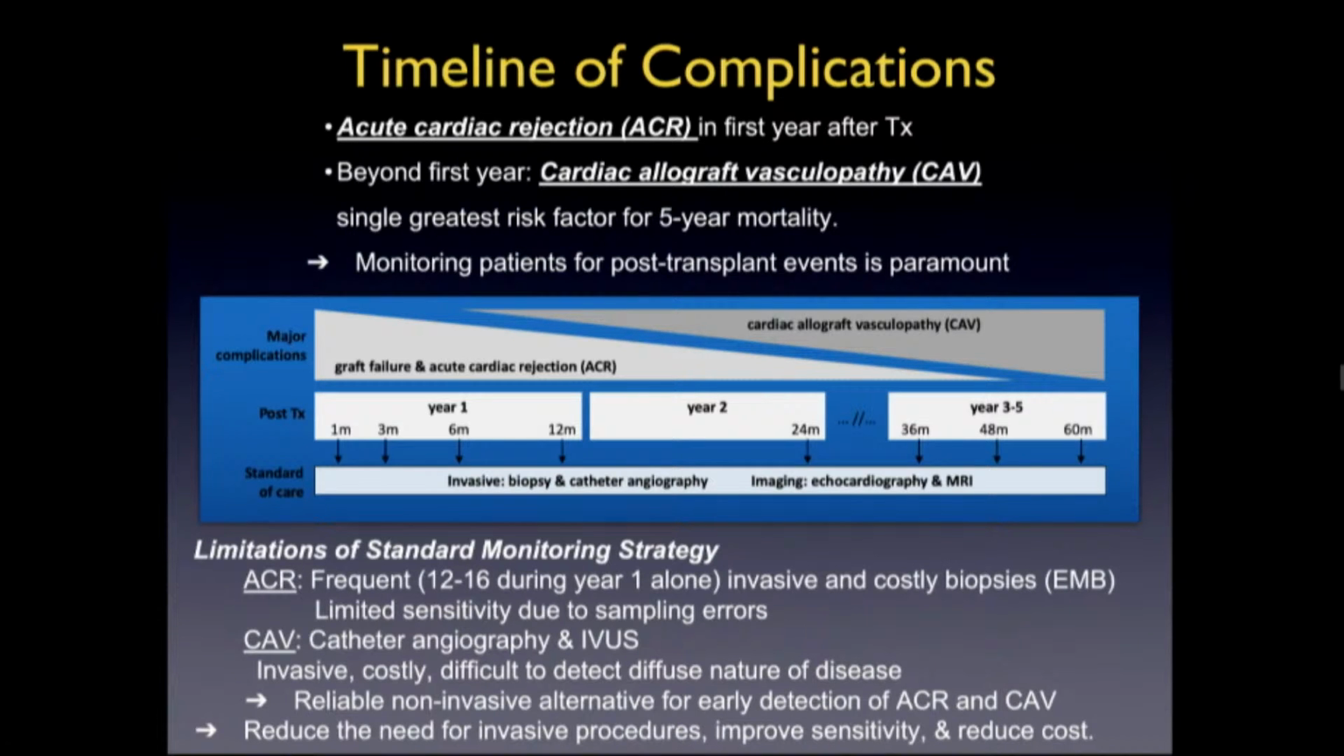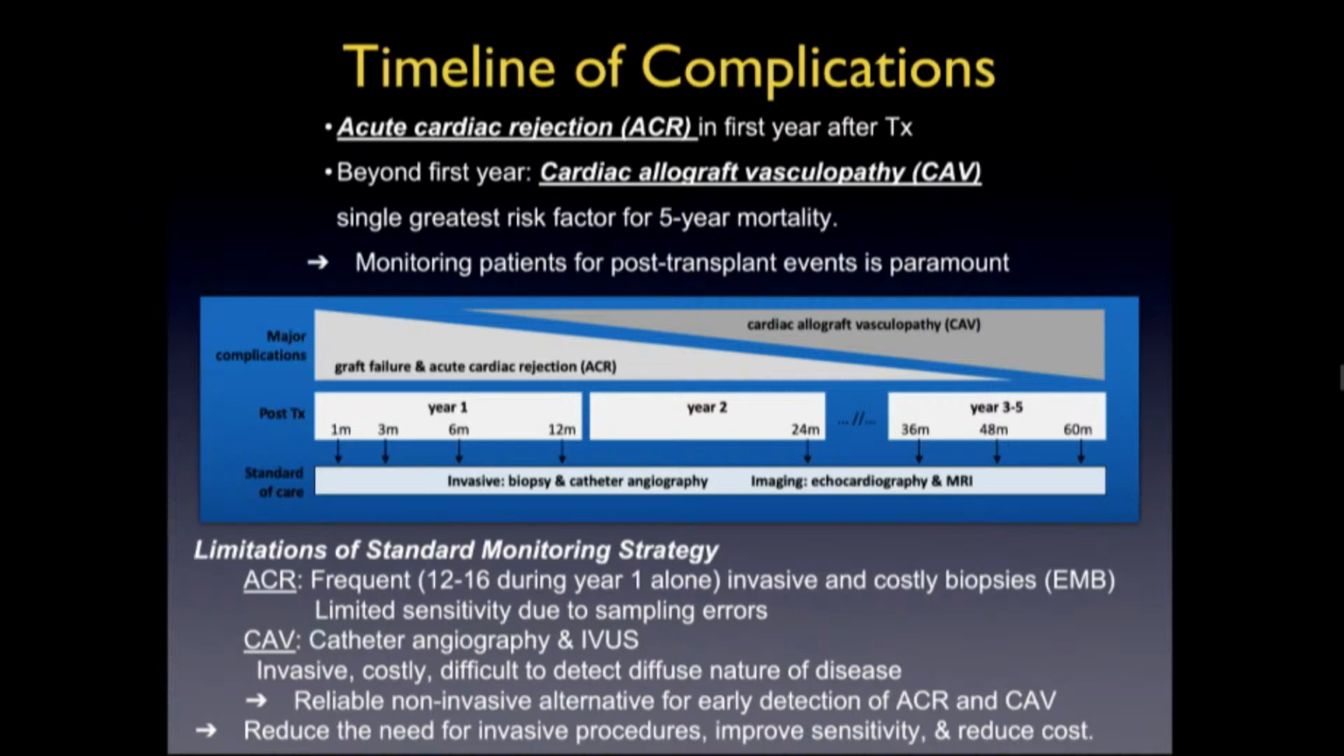Well, acute rejection requires frequent evaluations, which are invasive, frequent biopsies, and these are costly. There may be limited sensitivity due to sampling errors, as you probably know. And then CAV requires catheter angiography and IVUS, also costly and invasive, and it may be difficult to detect the diffuse nature of the disease, particularly on angiography, and hence the advantage of IVUS.